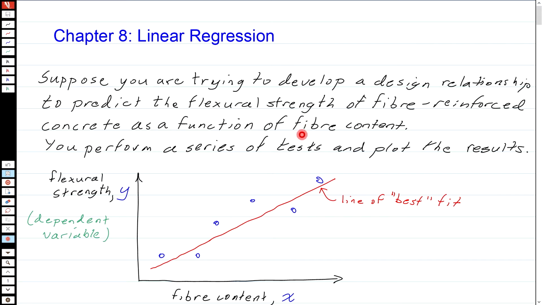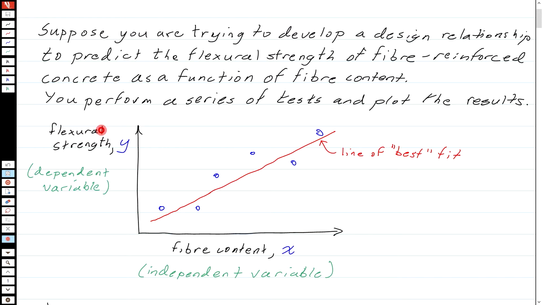So tests have been done basically to check how the flexural strength changes as the fiber content in the concrete increases. Suppose you've performed a series of such tests and plotted the results, and perhaps you'll see something like this. Flexural strength, which I'll call Y, is the dependent variable on the vertical axis, and on the horizontal axis I've got fiber content, which I'll call X, the independent variable.